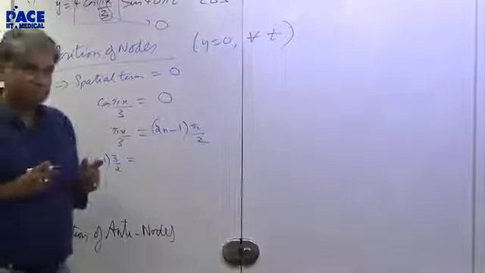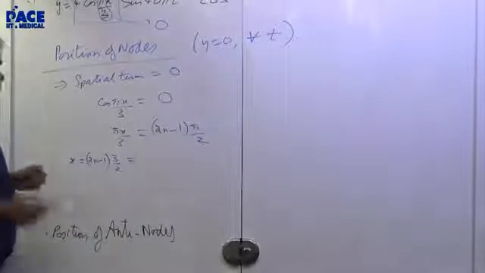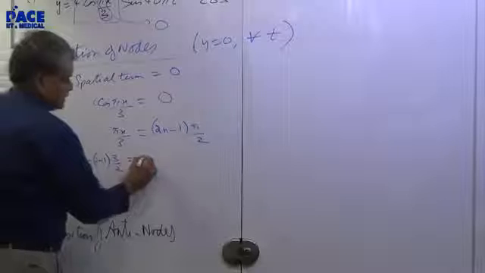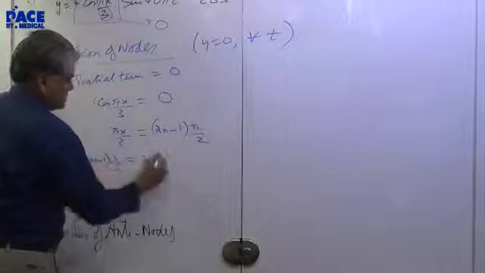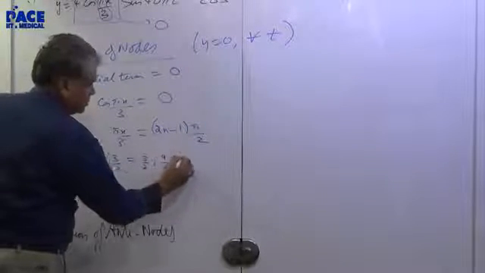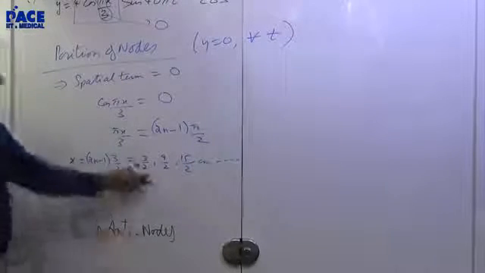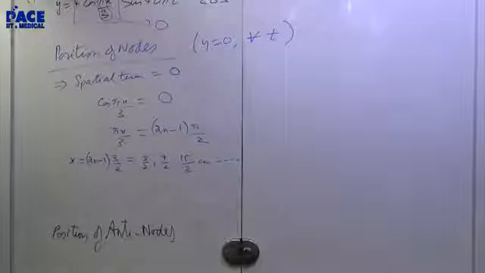Okay, sir. Thank you. So this will happen at which points? 3 by 2, 9 by 2, 15 by 2 centimeter, etc. These are the positions of the nodes.